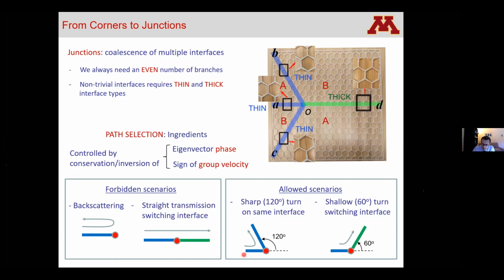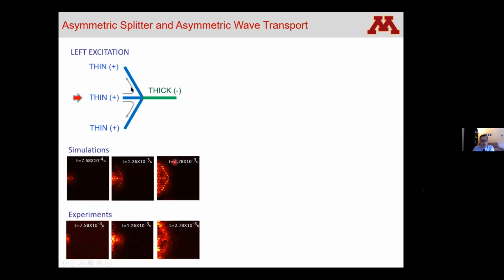For example, a wave likes to turn sharply if it stays on the same type of interface, or it likes to turn gently if it changes interface from thin to thick or from thick to thin. So in light of this taxonomy of behavior, let's see what happens here.